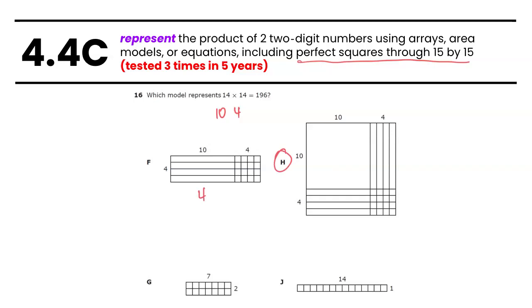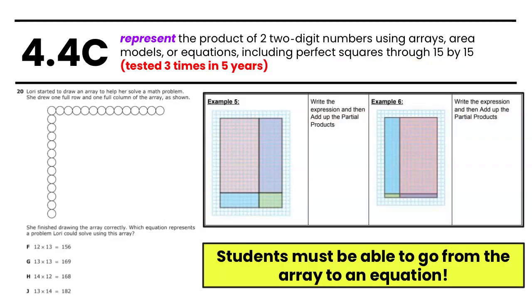Letter F would be modeling 4 times 14. Letter G would be modeling 7 times 2. And letter J would be modeling 14 times 1. None of those are 14 times 14, as H is the only one that has the correct model. What we notice in this STAAR-released question is that students must be able to go from an array or an area model to an equation.